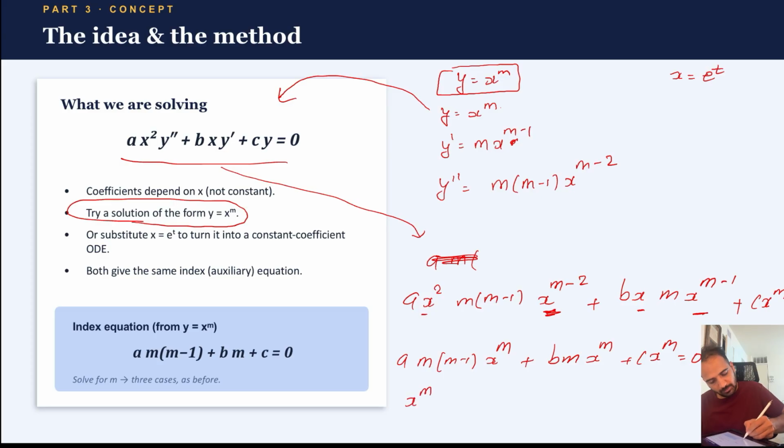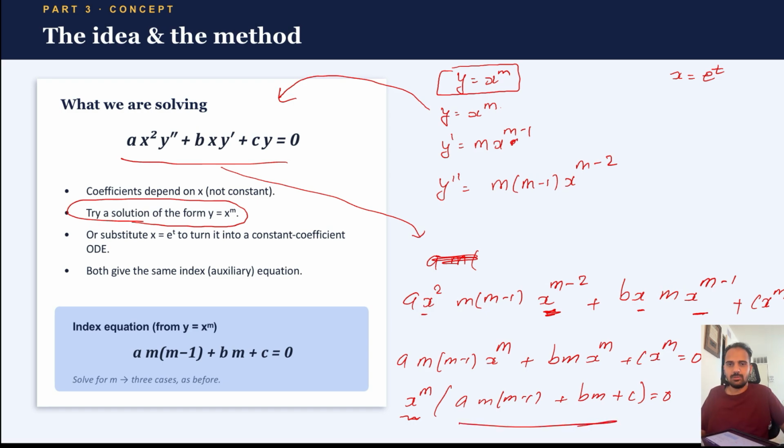Taking x power m as common, we have a m(m minus 1) plus b m plus c, times x power m, equals 0. Since x power m can't be 0, because we are expecting a non-zero solution, the remaining factor must be 0.